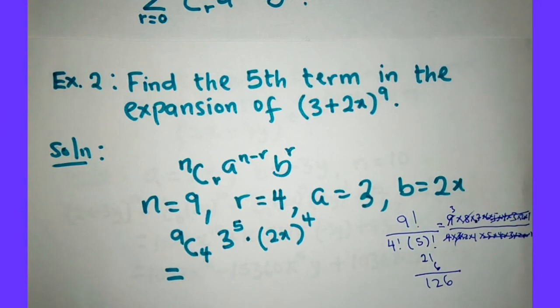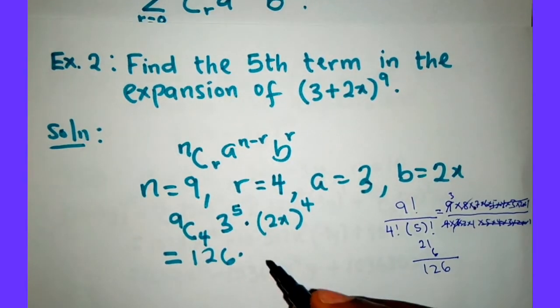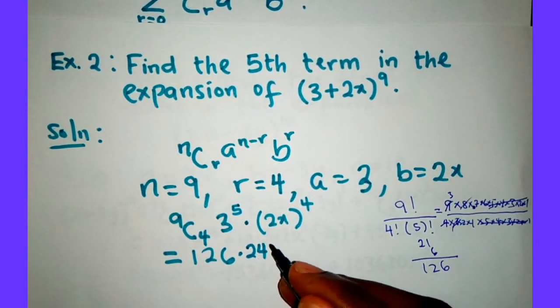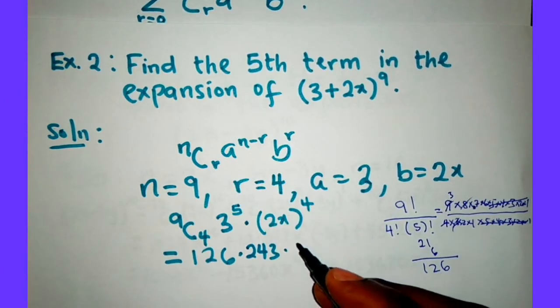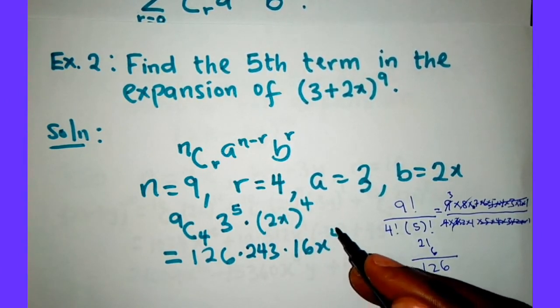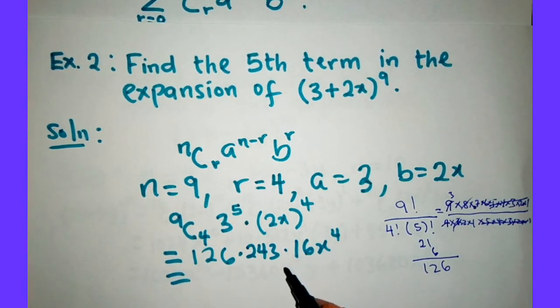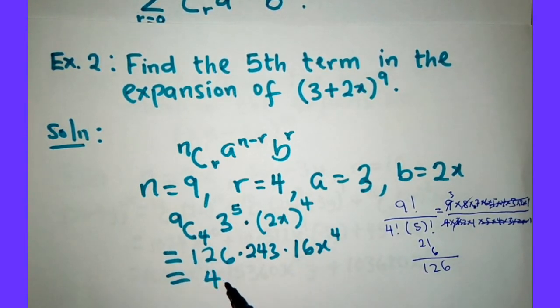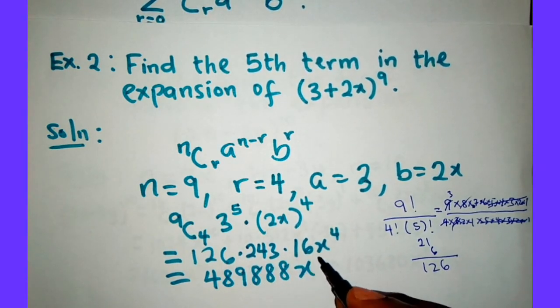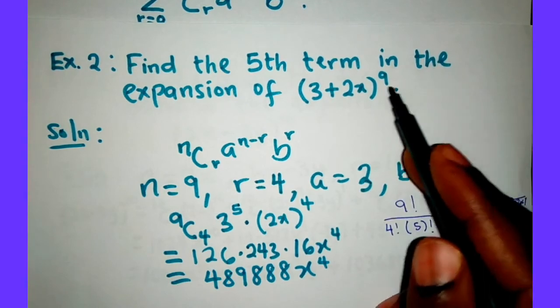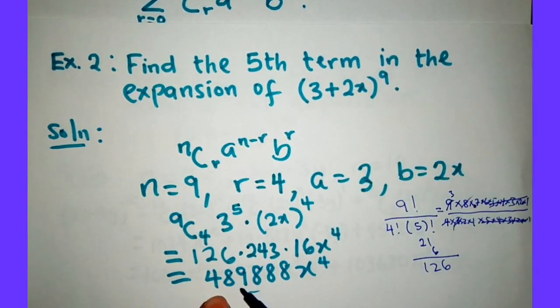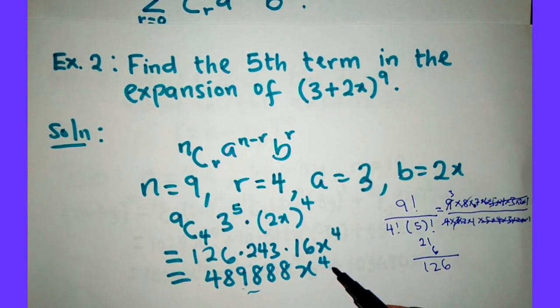So 9 choose 4 gives us 126 times 3 to the power of 5 gives 243 times 2 to the power of 4 is 16, x to the power of 4. So if we calculate this, we get 489,888 x to the power of 4. So the fifth term in this expansion is 489,888 x to the power of 4.